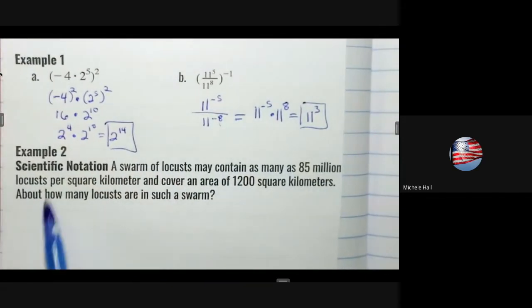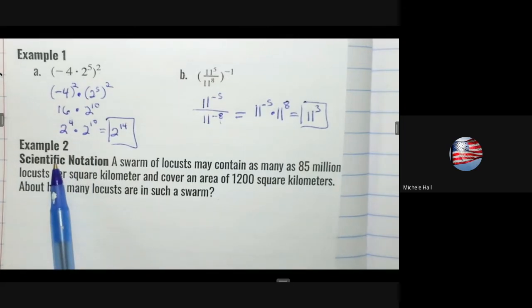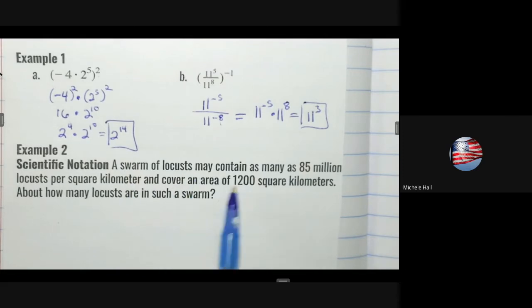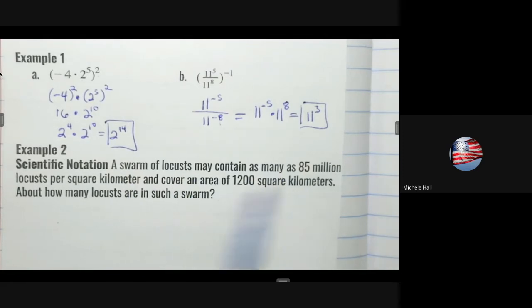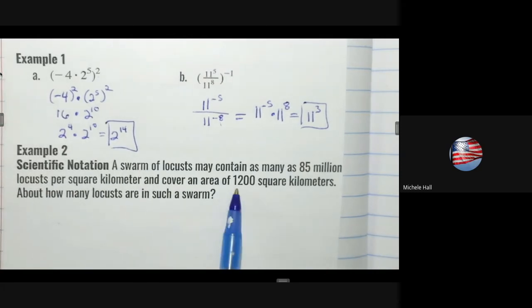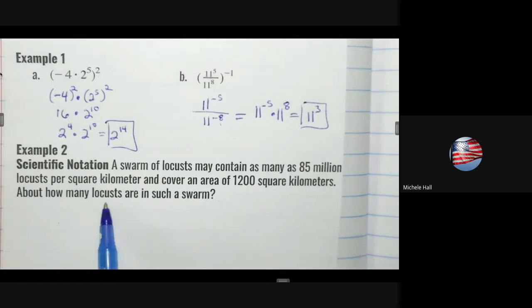Example 2, scientific notation. We can use the exponent rules with scientific notation. A swarm of locusts may contain as many as 85 million locusts per square kilometer and cover an area of 1,200 square kilometers. About how many locusts are in such a swarm?